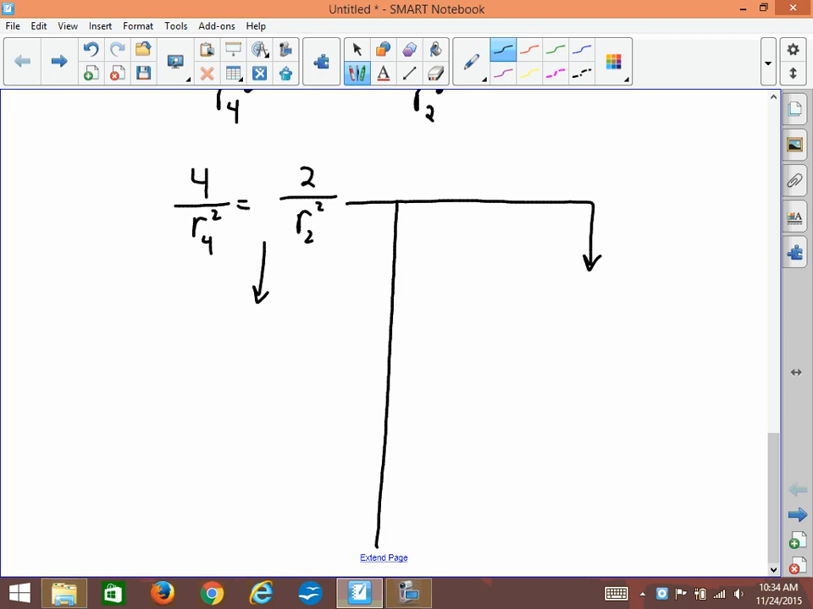If we proceed with this on the left side, one way to deal with it is to cross multiply. And we would get 4 times R2 squared equals 2 times R4 squared. Make sense? Divide both sides by 2. 2R2 squared equals R4 squared. If we take the square root of both sides, we would get root 2 times R2 equals R4.